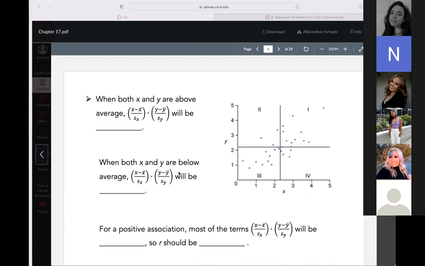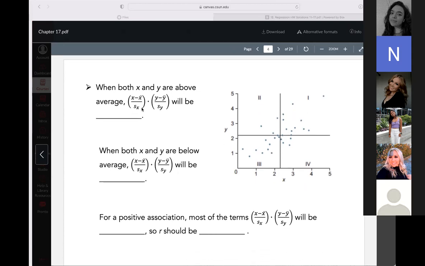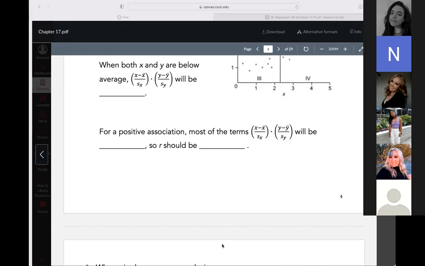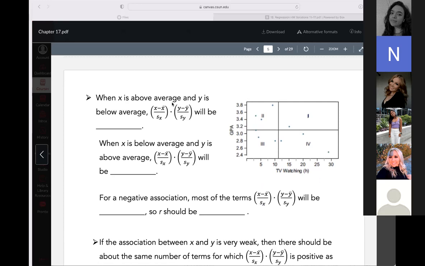And in fact, this is what I just said. When X and Y are both above average, the product is positive. When X and Y are both below average, the product is positive. So for a positive association, most of the terms will be positive, so R should be positive. If X is above average and Y is below average, so we're in here, the product will be negative. When X is below average and Y is above average, the product again will be negative. So most of the terms will be negative, and therefore R should be negative.